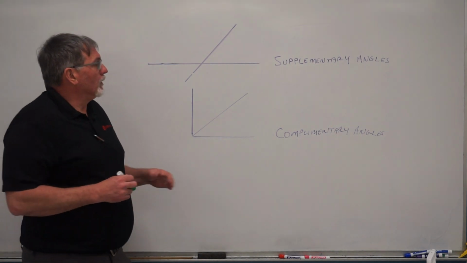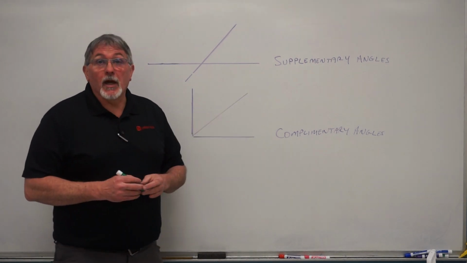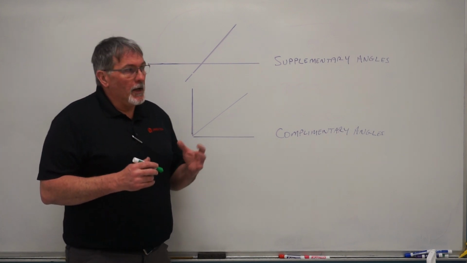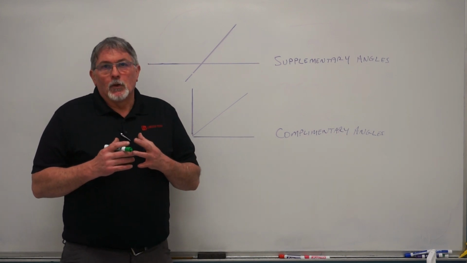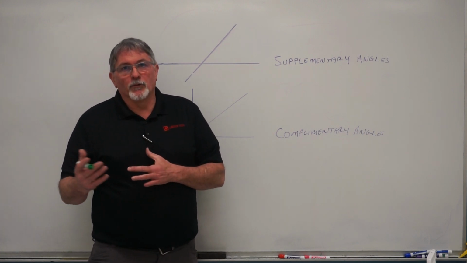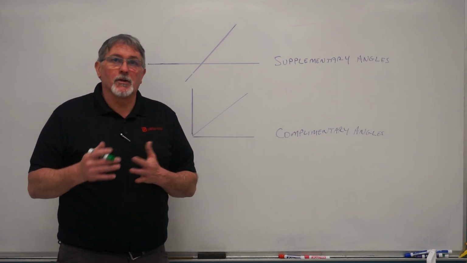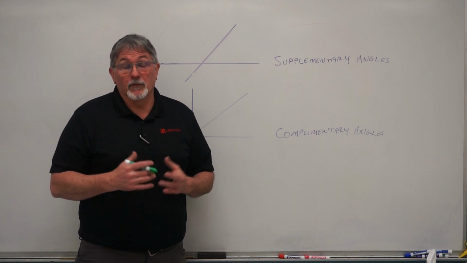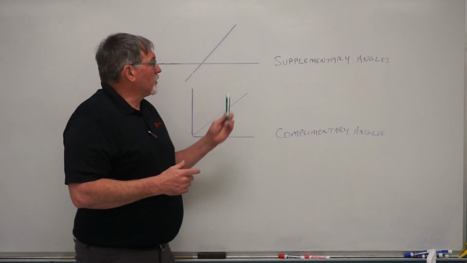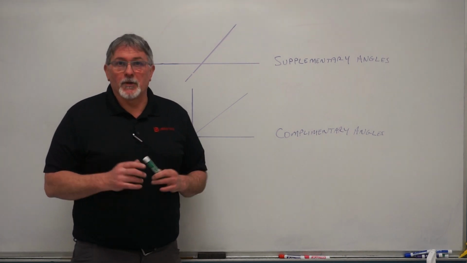We're going to talk about what we call supplementary angles and also complementary angles. And this is often really needed to know. Sometimes on a print you'll have an angle from one feature to another, but you need the opposite or adjacent angle of that. So we have to be able to calculate that out. So let's talk about some basic math principles again.